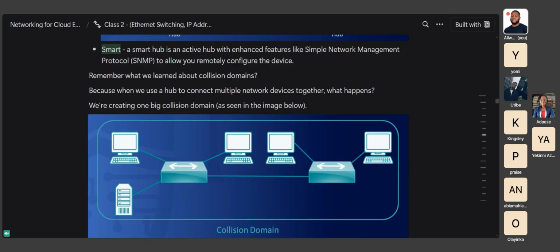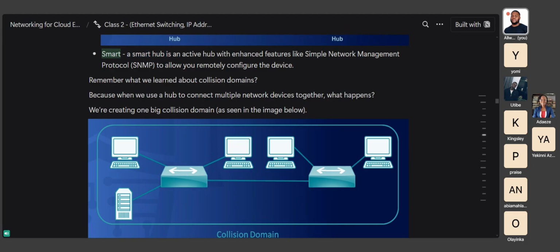Now, a smart hub is an active hub with enhanced features like Simple Network Management Protocol, or SNMP, which we learned about last weekend, which allows you to remotely configure the device.